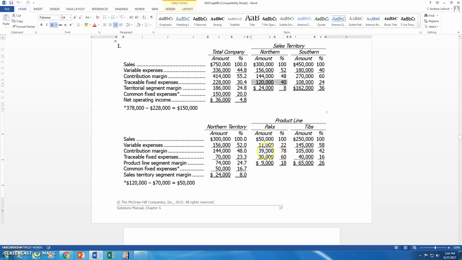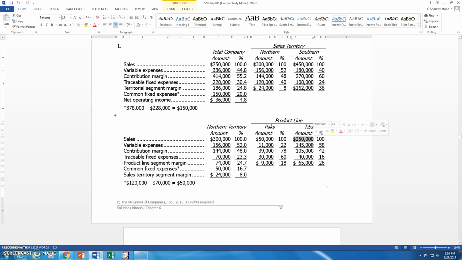If you look, you will note that PACS are the product we want to be selling. PACS has a 78% contribution margin. However, out of our $300,000 of revenue in the Northern Territory, only $50,000 comes from PACS. The majority, or $250,000 of sales revenue, comes from the lower contribution margin product of TIBS. So we would say we have a poor sales mix.